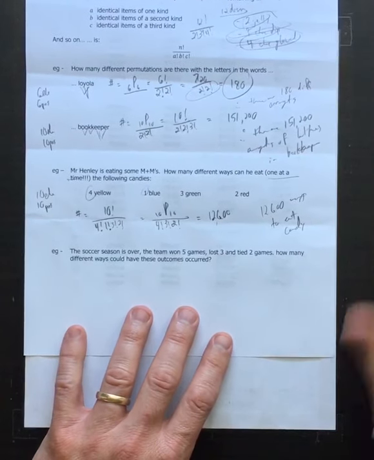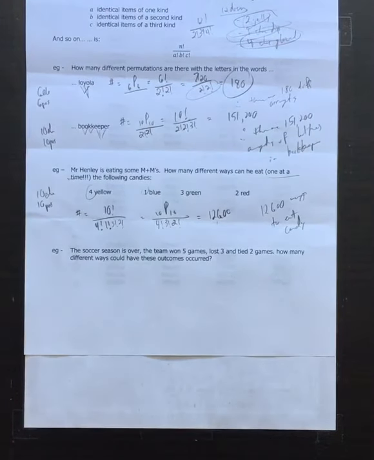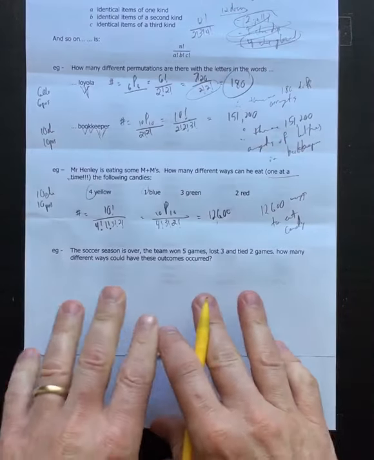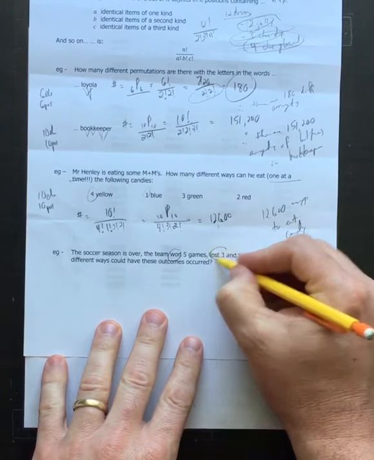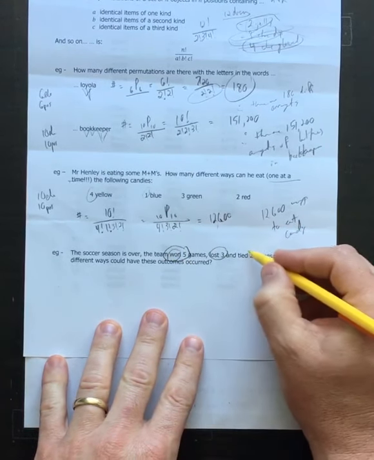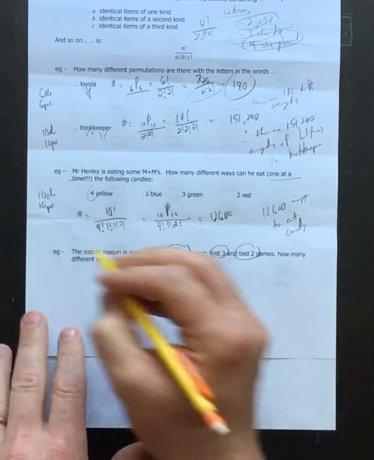Now, this one's a little bit more interesting. And for some people who play a game and stuff like that, they're like, oh, I don't know if I agree with this. But either way, this soccer season is over. The team won 5 games, lost 3, so won 5, lost 3, and tied 2. So they played 10 games.